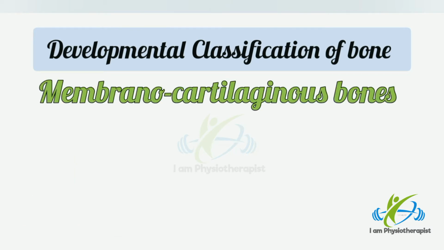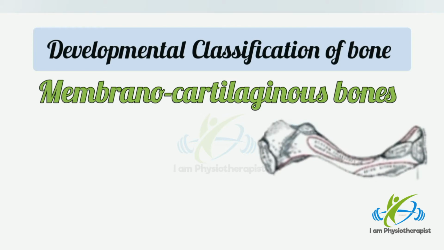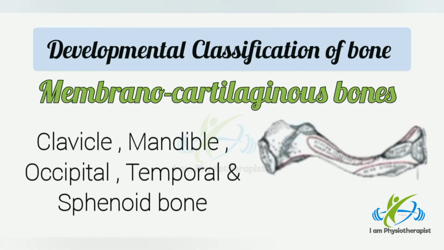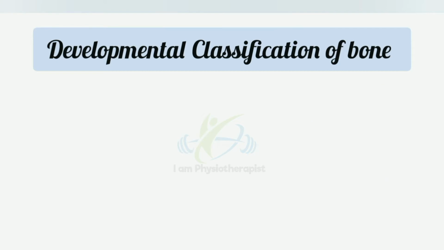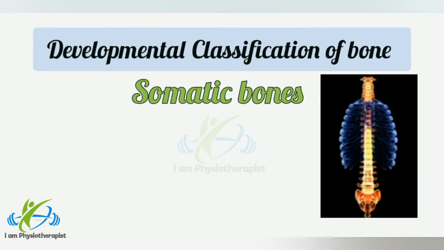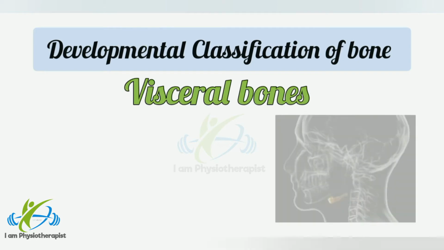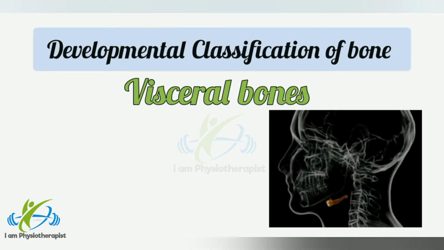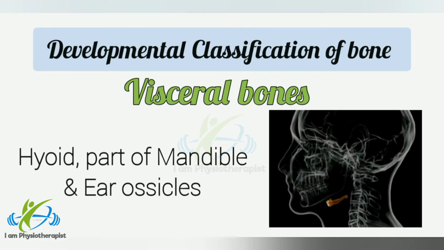Membranocartilaginous bones. These ossify partly in membrane and partially in cartilage. Examples include clavicle, mandible, occipital, temporal and sphenoid bone. Somatic bones. Most of the bones are somatic. Visceral bones. These are developed from pharyngeal arches. Examples are hyoid bone, part of mandible and ear ossicles.